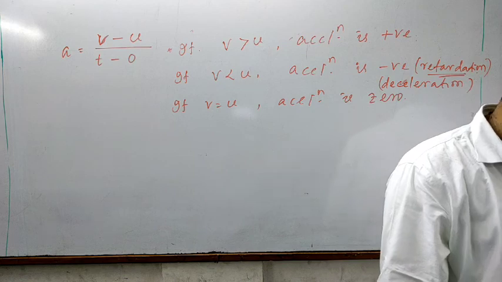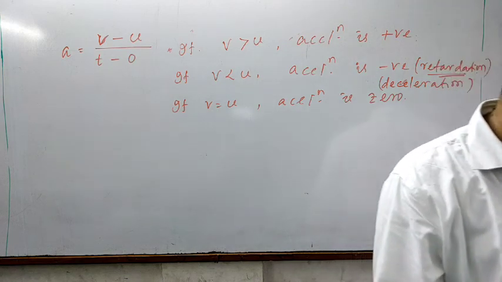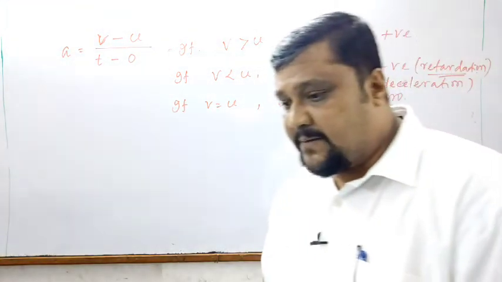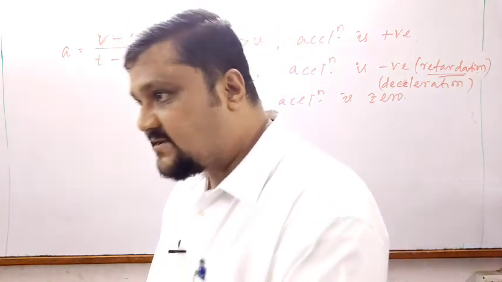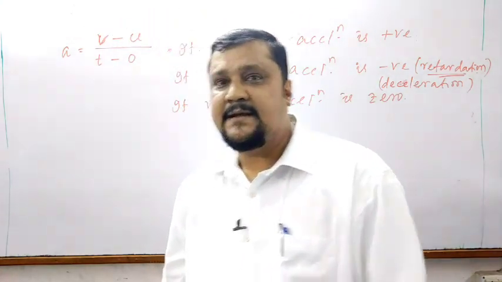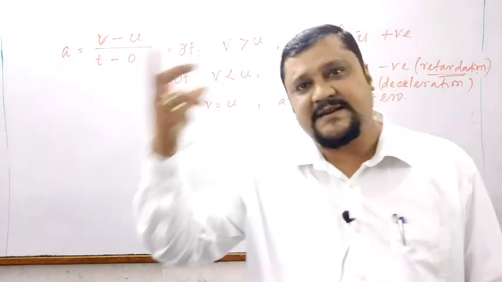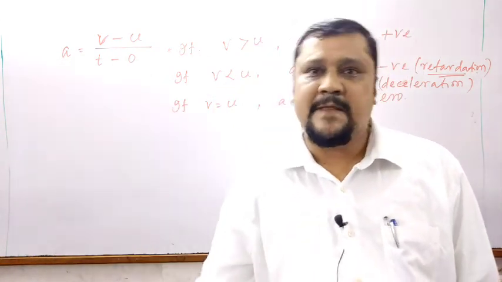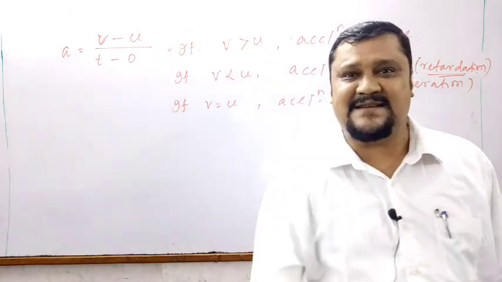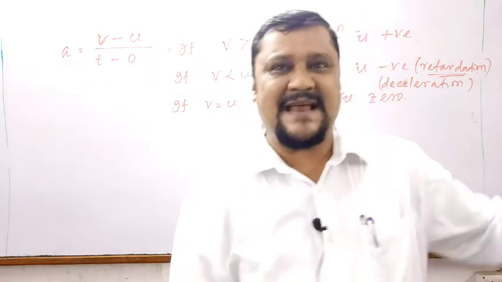An object speeds up even if its acceleration and velocity are negative. When the acceleration and velocity are both negative, the body can speed up, which means the velocity increases, negative and negative. So the body speeds up in the opposite direction.